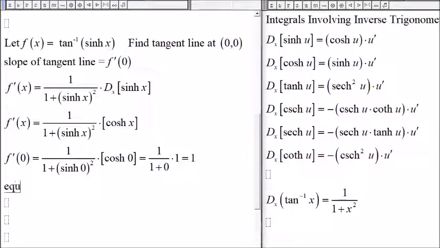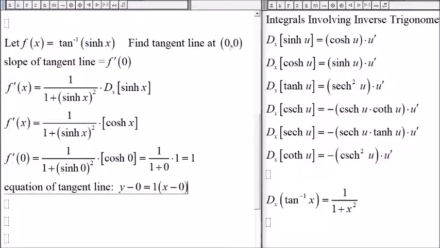And therefore the equation of the tangent line would be y minus 0 equal to the slope times x minus 0. All of this will become y equal to x. And so the equation of the tangent line is y equal to x.